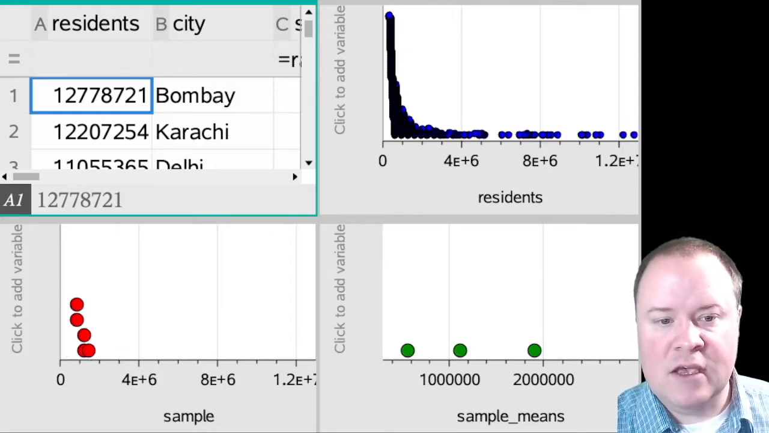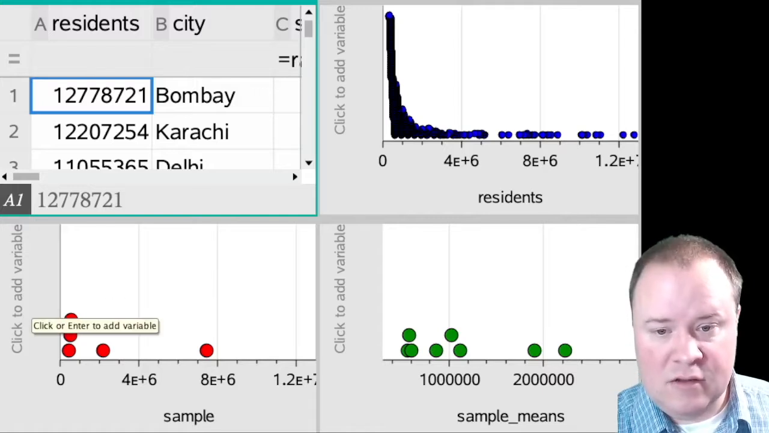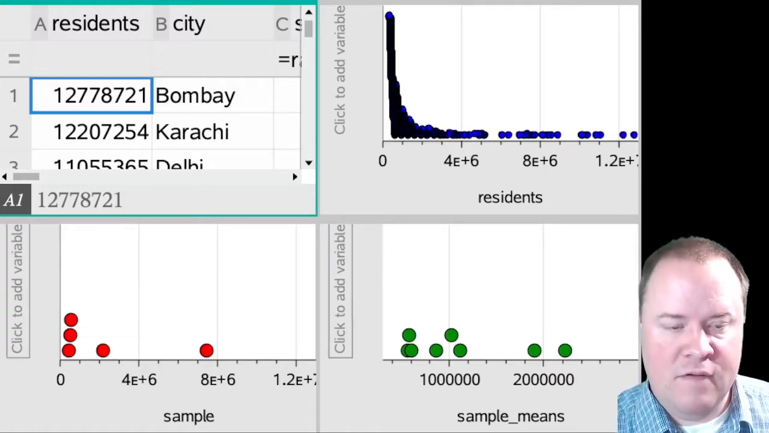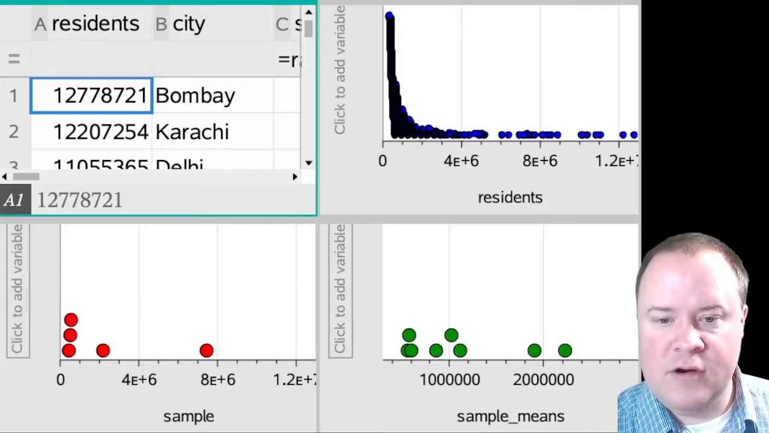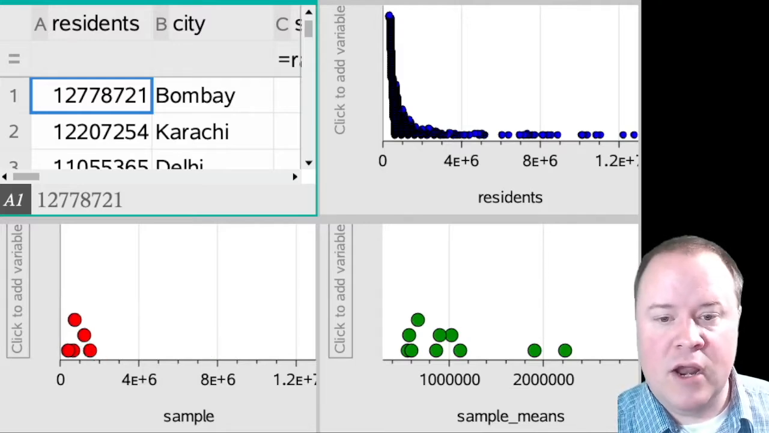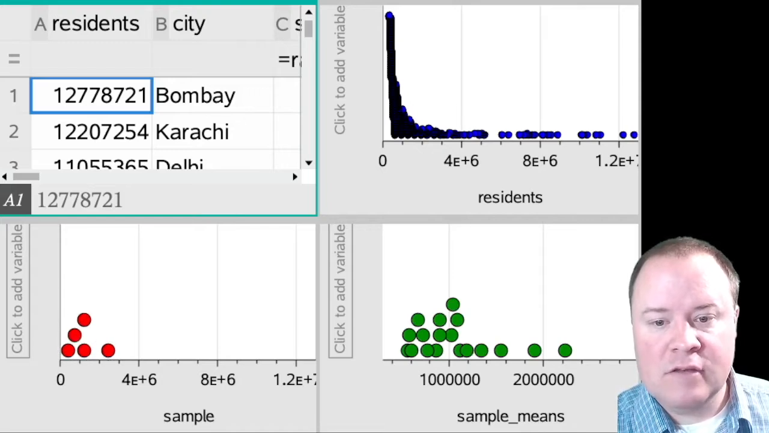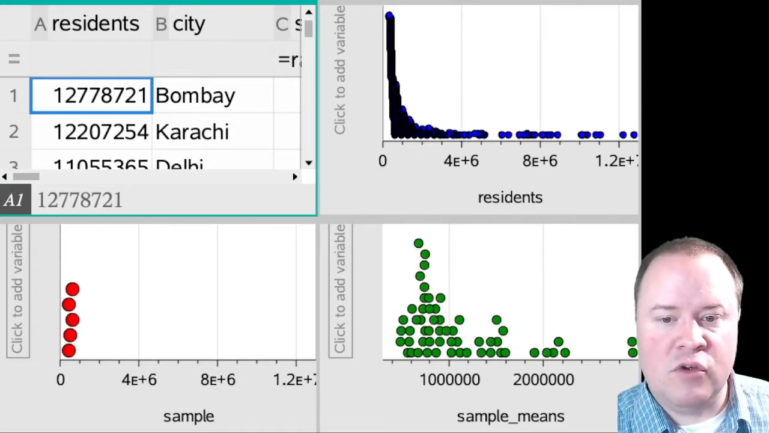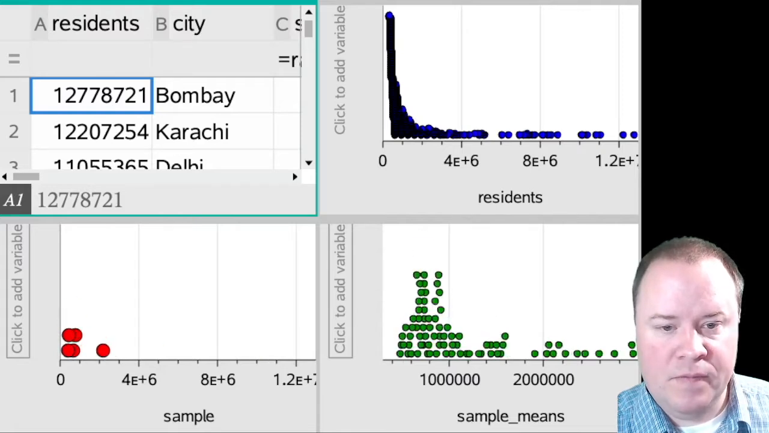And as I continue to do this, you'll notice some of the random samples of 5 are close together and some are spread apart like this one. And the means of each of those samples of 5 on the right, in the green dots, are also becoming more spread out as that happens. So if I continue to do this, I want you to think about what's happening to the distribution and what it looks like.